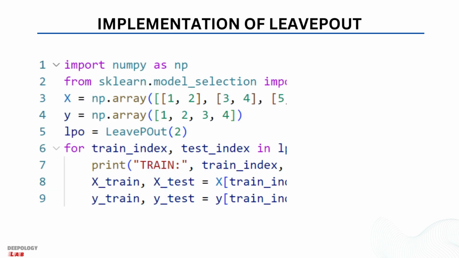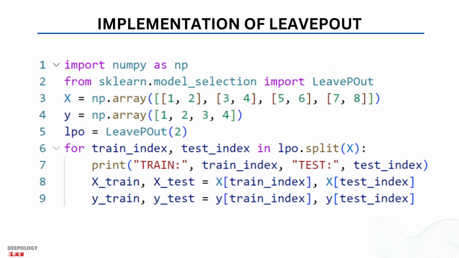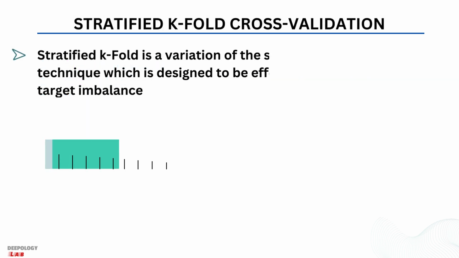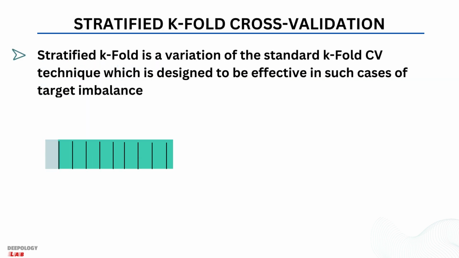Leave p out has all the disadvantages of leave one out, but nevertheless, it's as robust as leave one out. Sometimes we may face a large imbalance of the target value in the dataset.